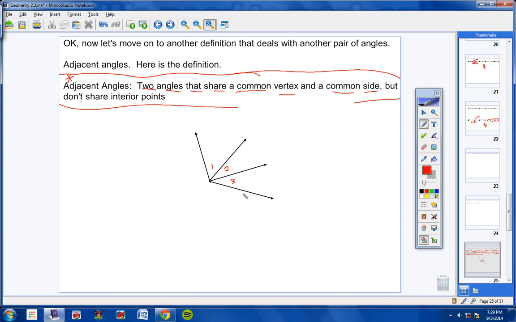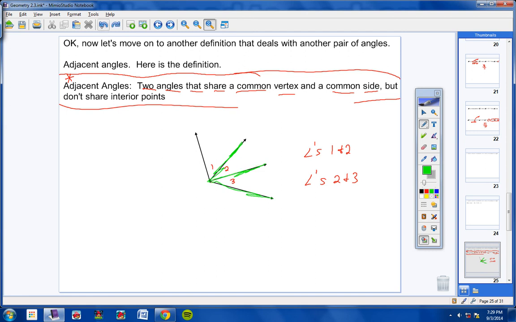Now, I would like you to tell me which of these angles are adjacent. Well, you should say angles 1 and 2 are adjacent. They share a common vertex. Here's angle 1, and here's angle 2, right here. They share a common vertex and they share a common side. But also you could say this. What other angles are adjacent here? Well, I would say angles 2 and 3. Angles 2 and 3 are adjacent. Here's angle 2, right here. Here's angle 3, right here. And they share a vertex and they have a common side.